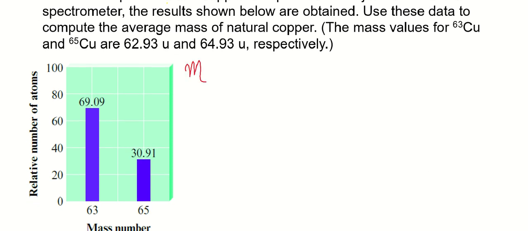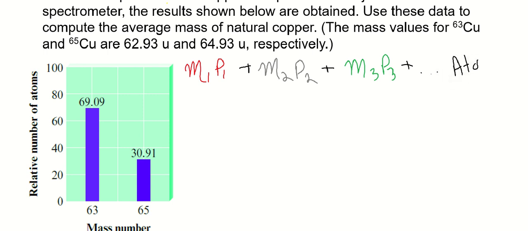Let's use M1, the mass of the first isotope, times its percent abundance, plus the mass of the second isotope. Now I'm just going to make these different colors. The mass of the second isotope times its relative abundance. Add that to the mass of the third isotope times its relative abundance, plus ... and you will get the atomic mass of all the isotopes, which is a weighted average.